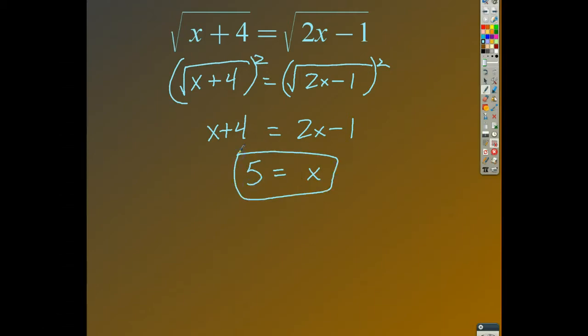Well, let's plug it in. 5 plus 4 is 9. Square root of 9 is 3. 2 times 5 is 10. 10 minus 1 is 9. Square root of 9, there you go. It works. All right. Try another one.